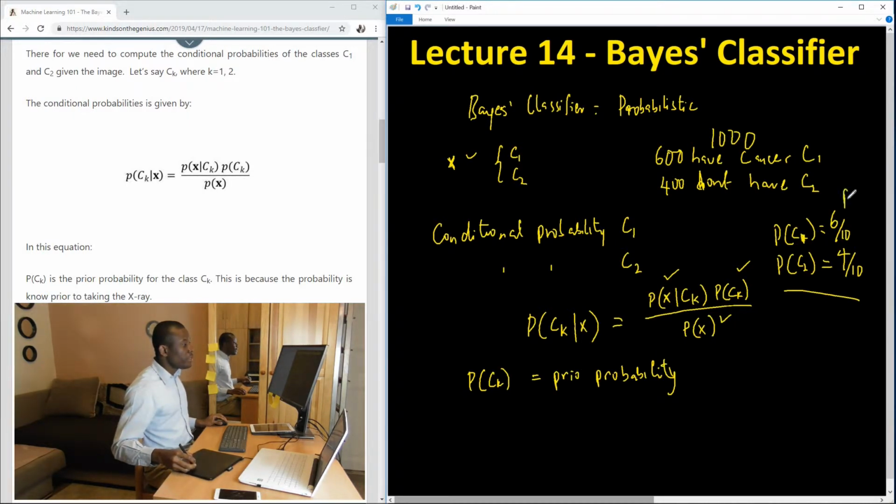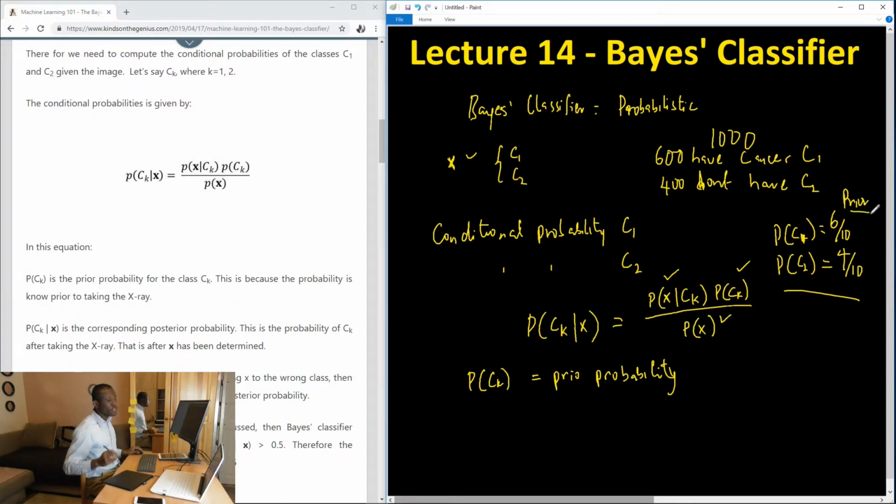So all these are prior. I'm going to write it. So this data is already available. You don't have to take an X-ray before you get to know this, because they already have it in the system based on the months or years over which they performed diagnosis. They already have the prior probability before even taking an X-ray of the patient.